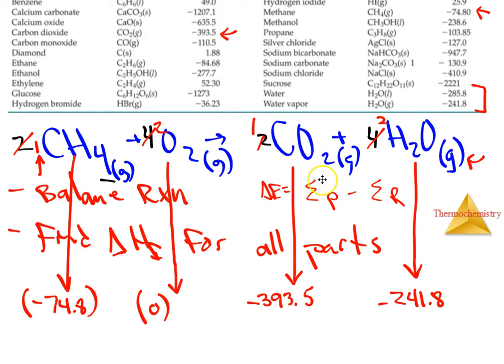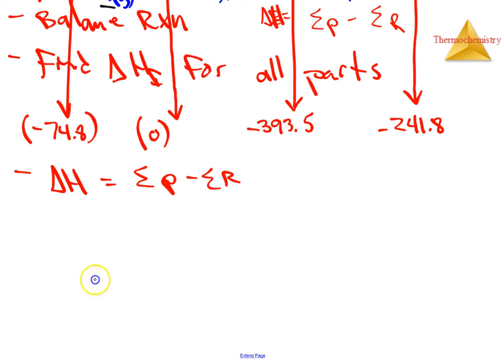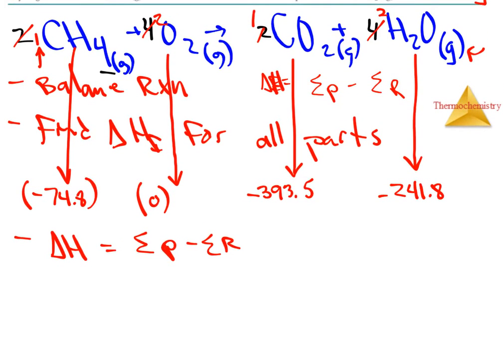Now, the next step is to apply Hess's law: our delta H, it doesn't really matter, is equal to the sum of the products minus the sum of the reactants. So here we go. This is where you need to be very good at keeping track of everything.